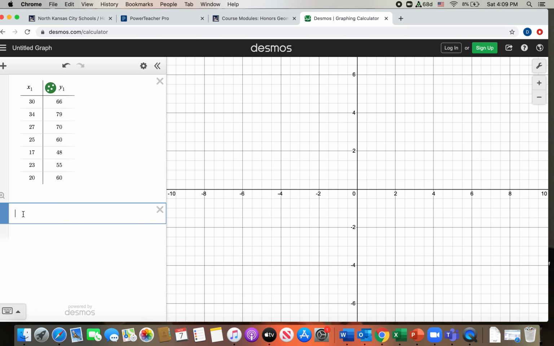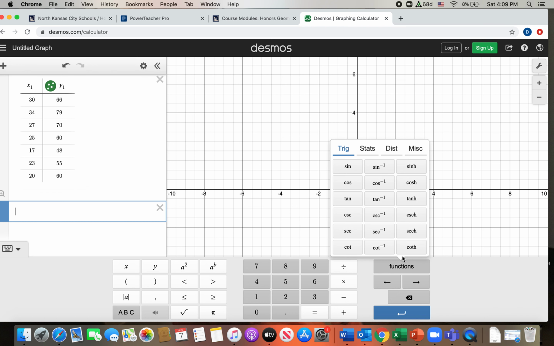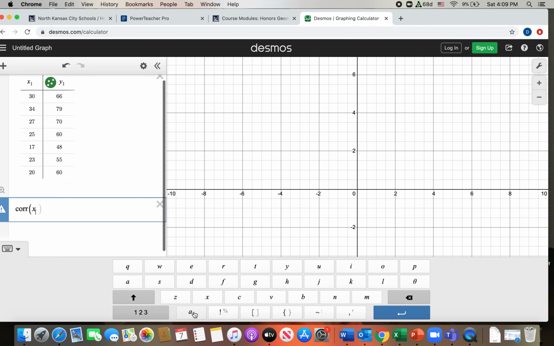Remember how to find correlation? Go to stats, correlation, CORR, there it is. Then you want X sub 1. Be sure you get back up there to get your comma. Sometimes it takes a while to find, there it is. Comma, and then Y sub 1. That gives 0.91.